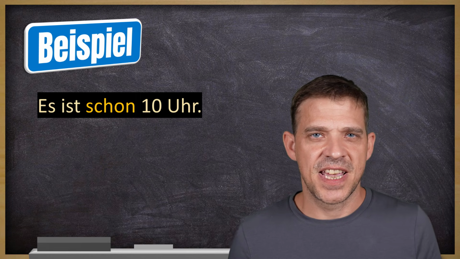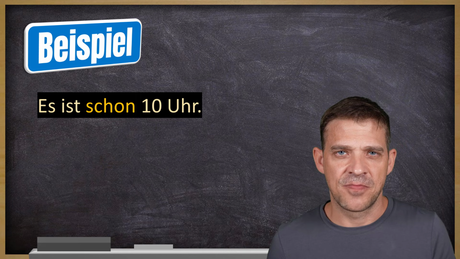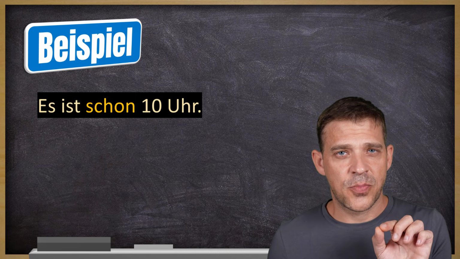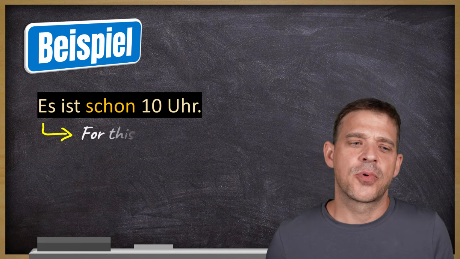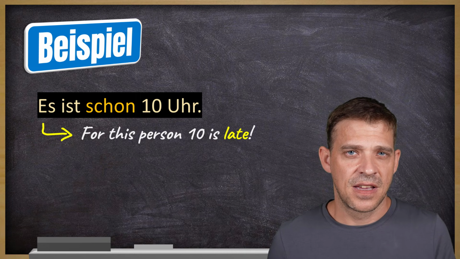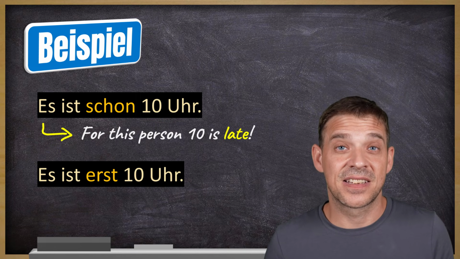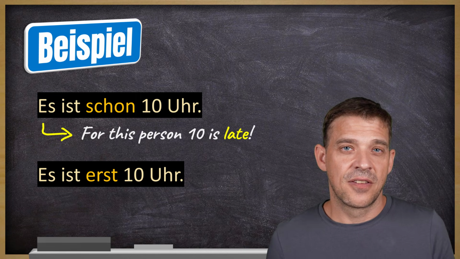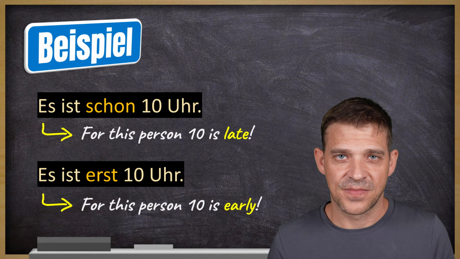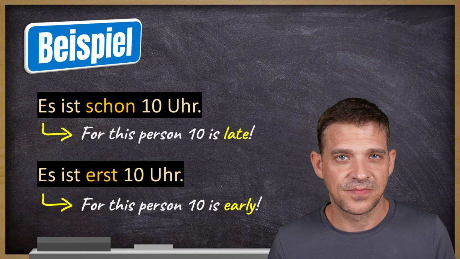Let's start now with an easy example. Es ist schon 10 Uhr. It's already 10. It doesn't matter if it's 10 a.m. or 10 p.m. For this person who is saying this, 10 is late. Now another person says, es ist erst 10 Uhr. For this person, this means 10 is early.